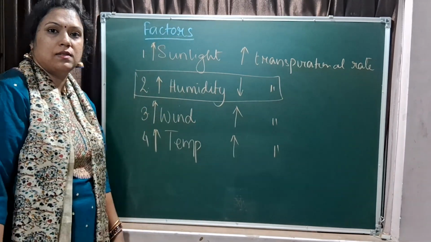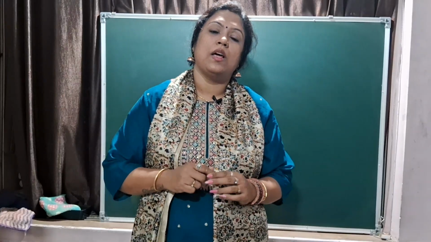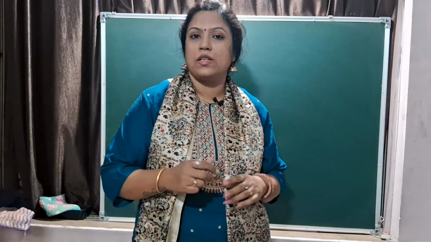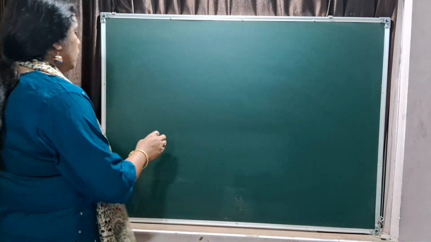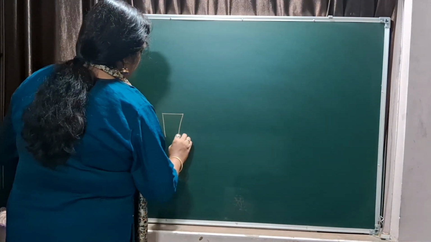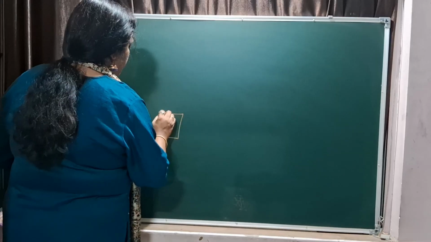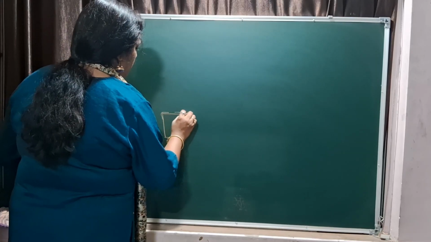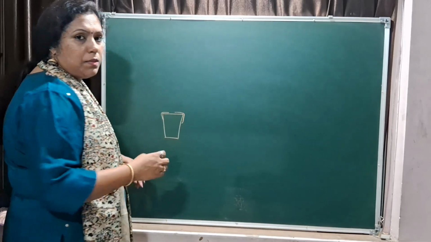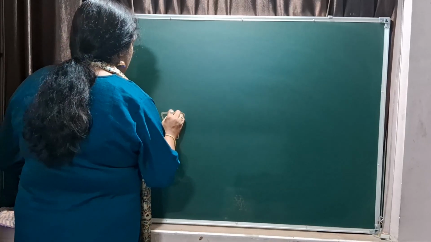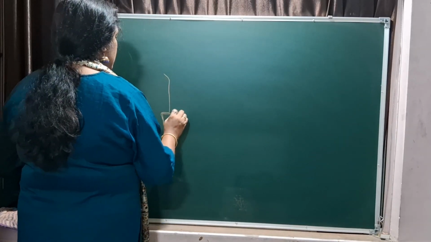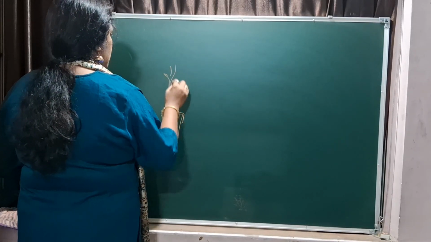Is this clear? We will just do a small experiment. I will show you a small experiment. I cannot show you the experiment directly, but I will draw the diagram on the board. The question can be asked on that. Okay, you take a potted plant. You cover the pot with a cellophane, a plastic paper or a sheet, and the plant is here.